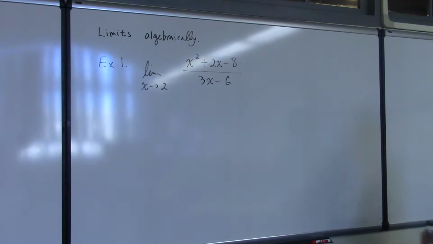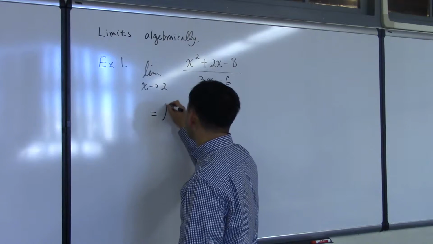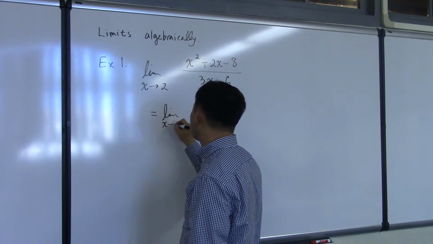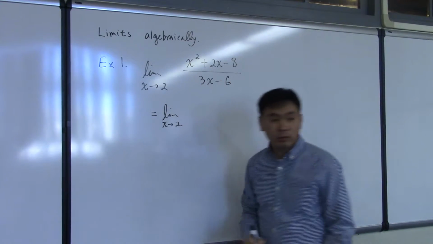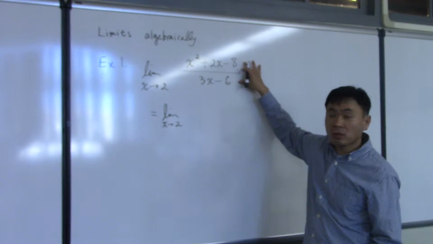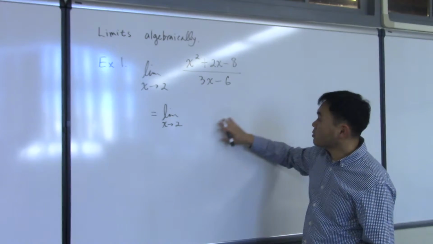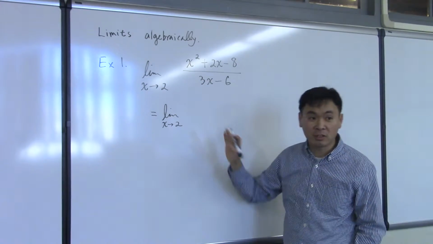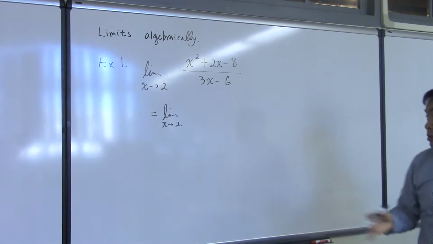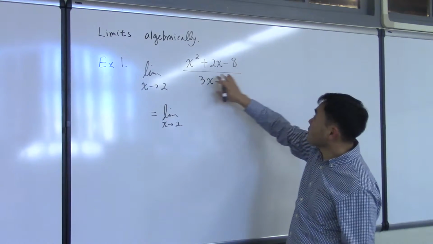By determining limits algebraically, I mean changing an expression into another equivalent expression, and then when that equivalent expression is easier to compute, you evaluate that limit. That's what I mean.